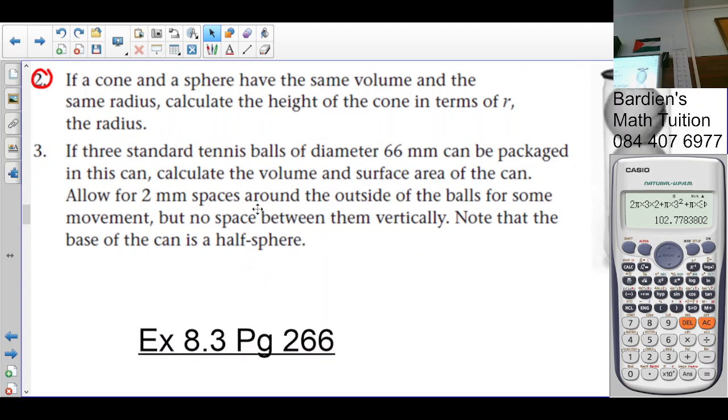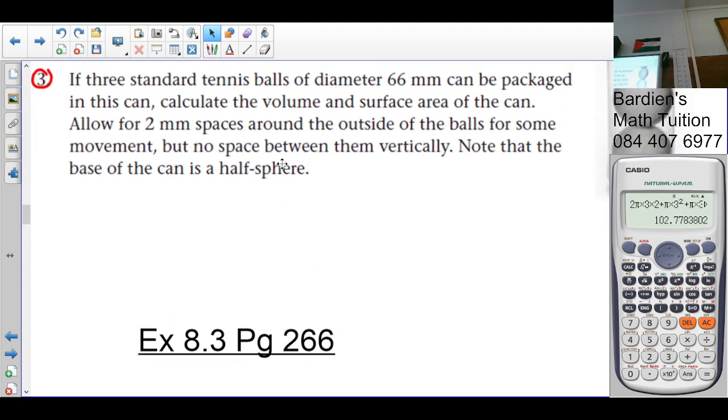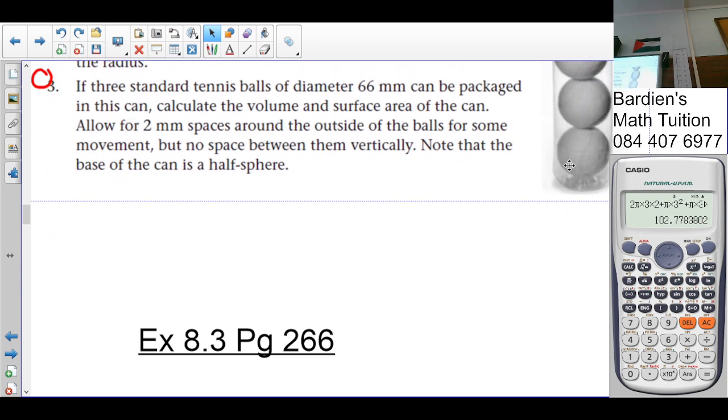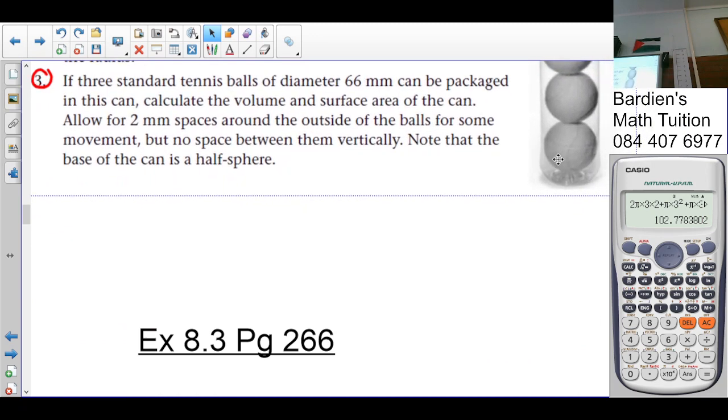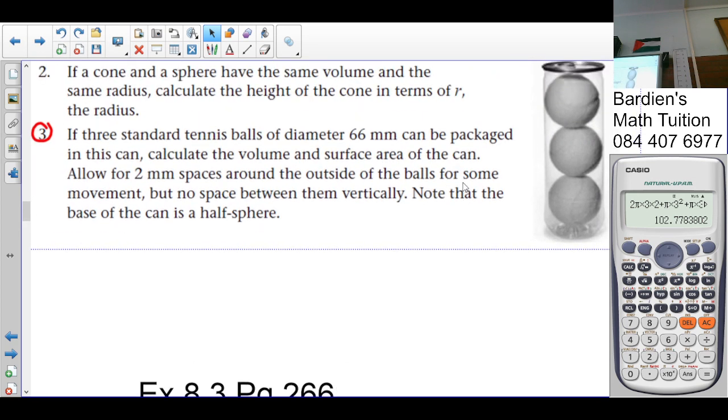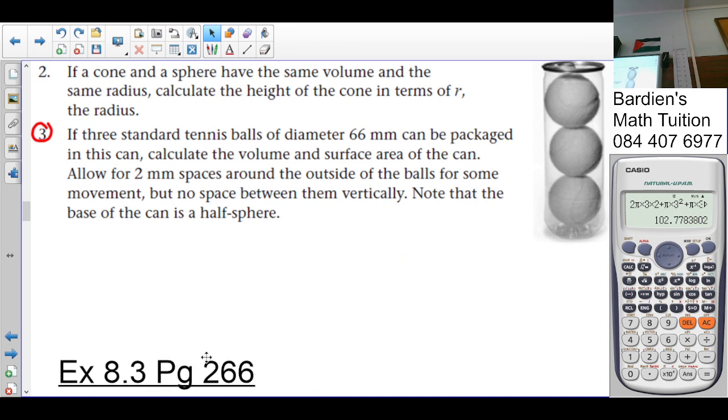Let's look at the next one. We are told that if 3 standard tennis balls, as you can see on the side here, of diameter 66 millimeters can be packed in a can, calculate the volume and the surface area of the can. Allow 2 millimeter spaces around the outside of the ball for some movement, but no space between them vertically. Note that the base of the can is half a sphere.